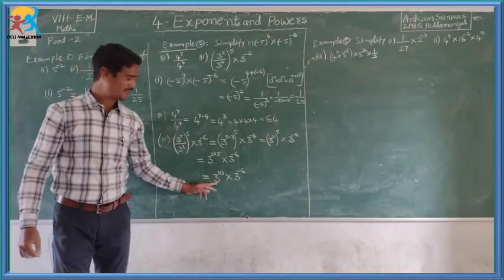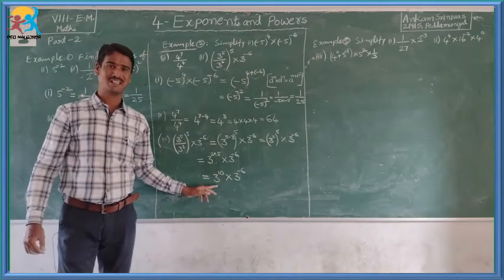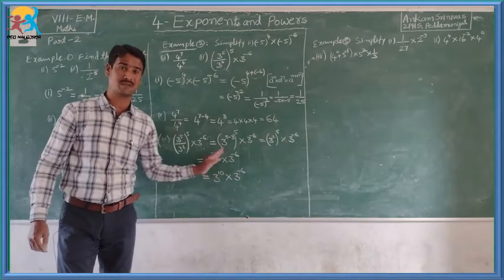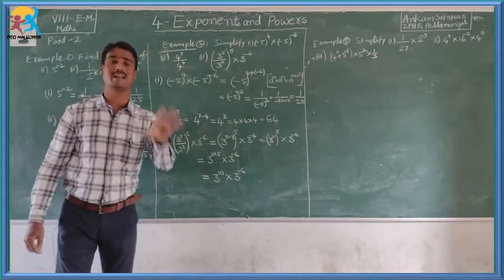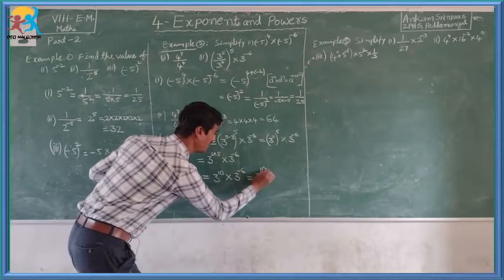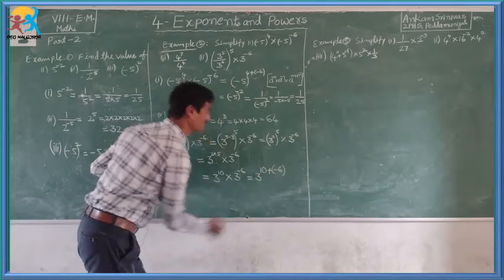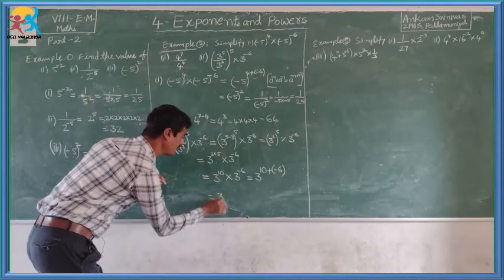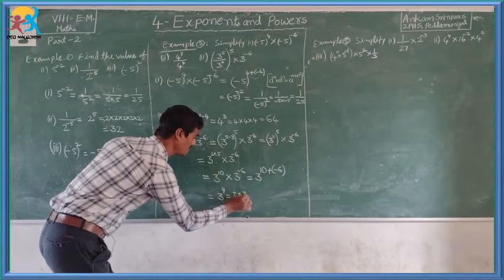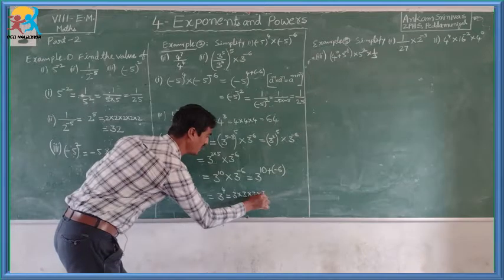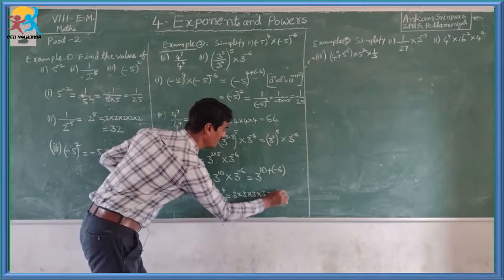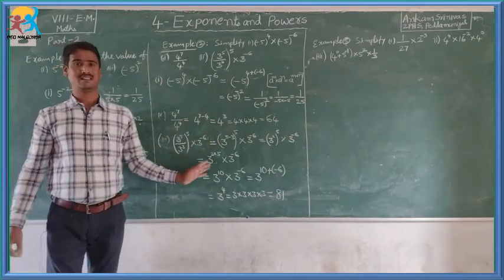Then here the bases are equal, and we have to multiply these two. When two powers with the same bases are multiplied, the exponents should be added. So we have 3 power 10 plus minus 6. How much will we get? 3 power 10 minus 6, that is 4. 3 power 4 means 3 into 3 into 3 into 3. 3 threes are 9, 9 threes are 27, 27 threes are 81. This is the final answer, 81.